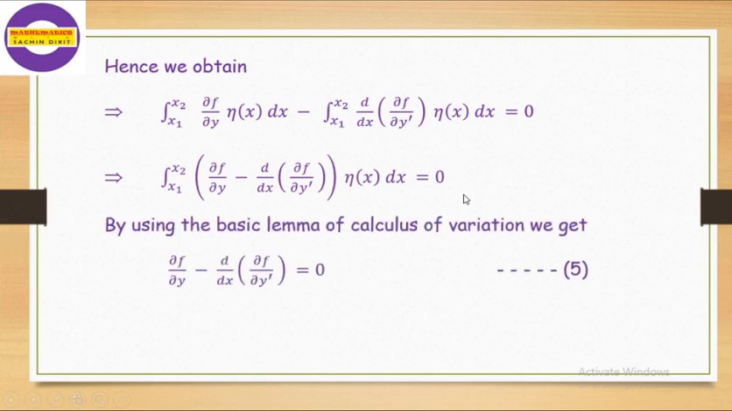Now by using the basic lemma of calculus of variation: if integral from x1 to x2 of g(x) eta(x) dx is equal to 0, it implies that g(x) is equal to 0. Here the value of g(x) is this whole bracket, with eta(x) dx and limits as they are. Hence if we apply the basic lemma of calculus of variation, we get ∂f/∂y minus d/dx of ∂f/∂y' is equal to 0, equation number 5.